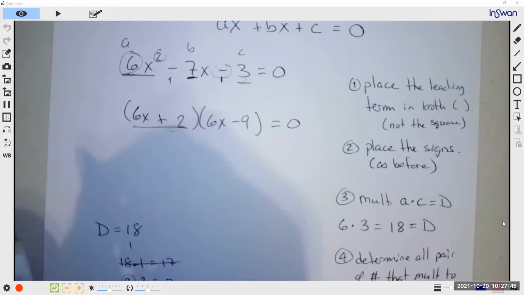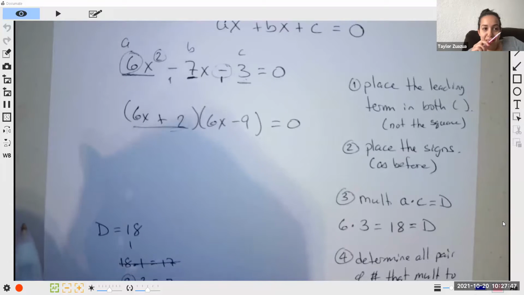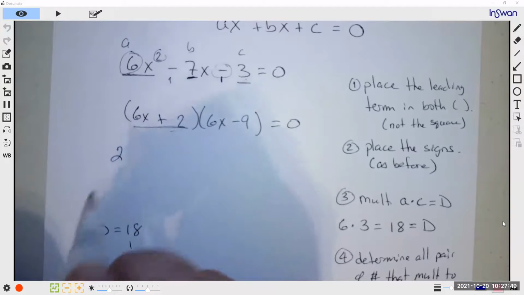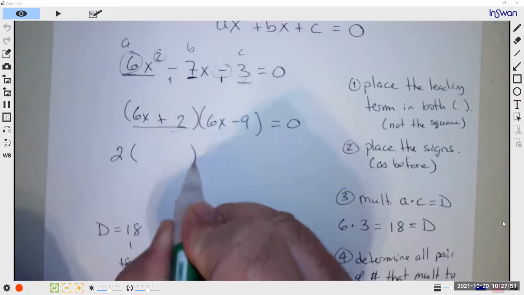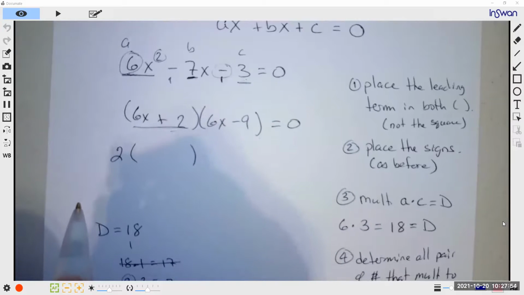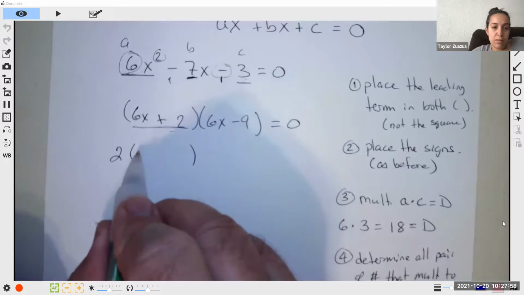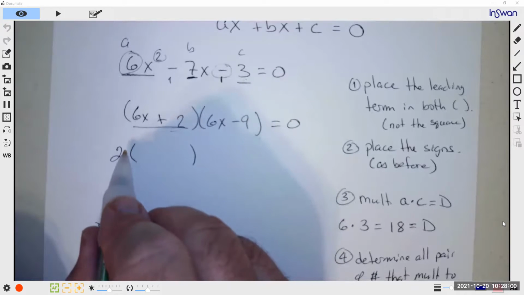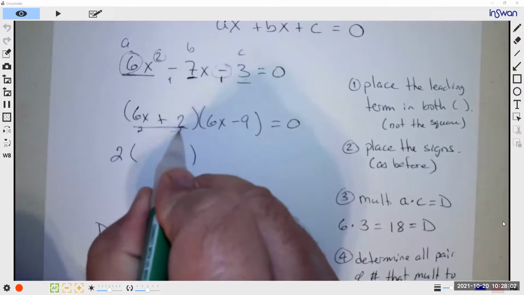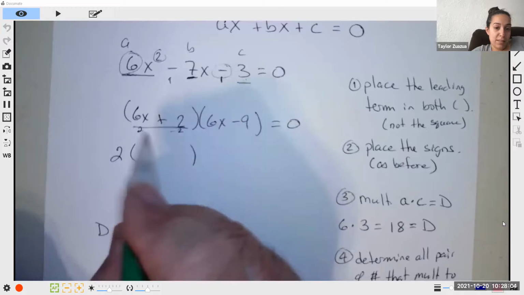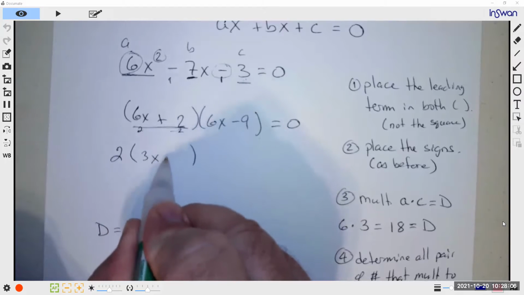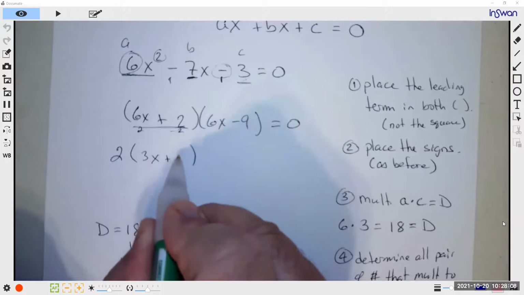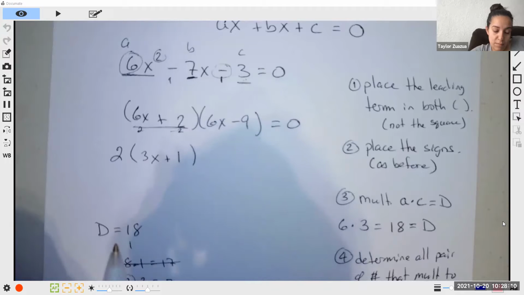They're even, so you can divide. They both have a 2 in common, right? If I take out a 2 out of both of them, what do I have left? You divide both of those. Divide by 2, so it's 3x plus 1.